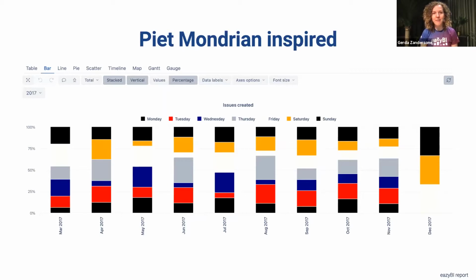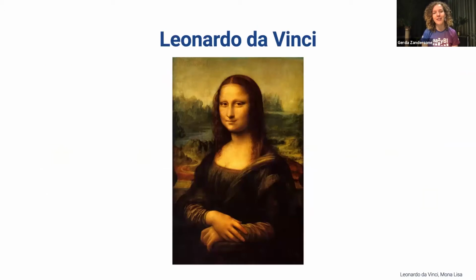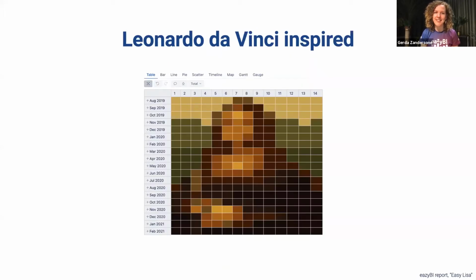And the next, I wanted to challenge myself a little bit more. So I chose Leonardo da Vinci with Mona Lisa. And I guess no more intro is needed for this art piece. And here it becomes more challenging to figure out how to create a chart inspired by this art piece. But I tried. And I created Easy Lisa.